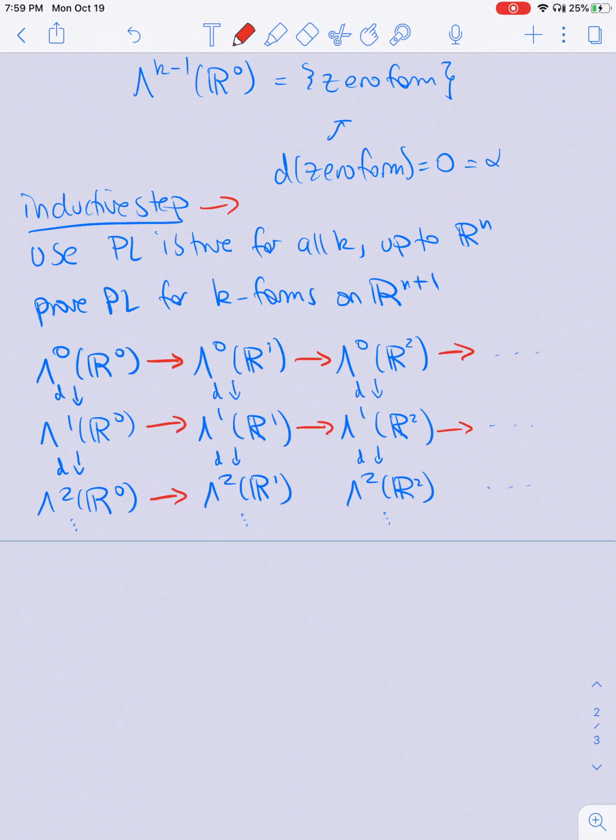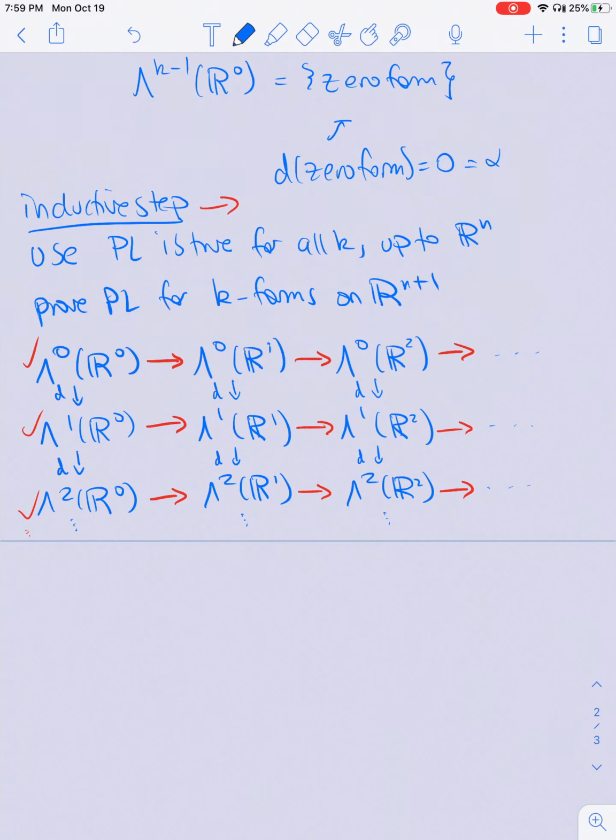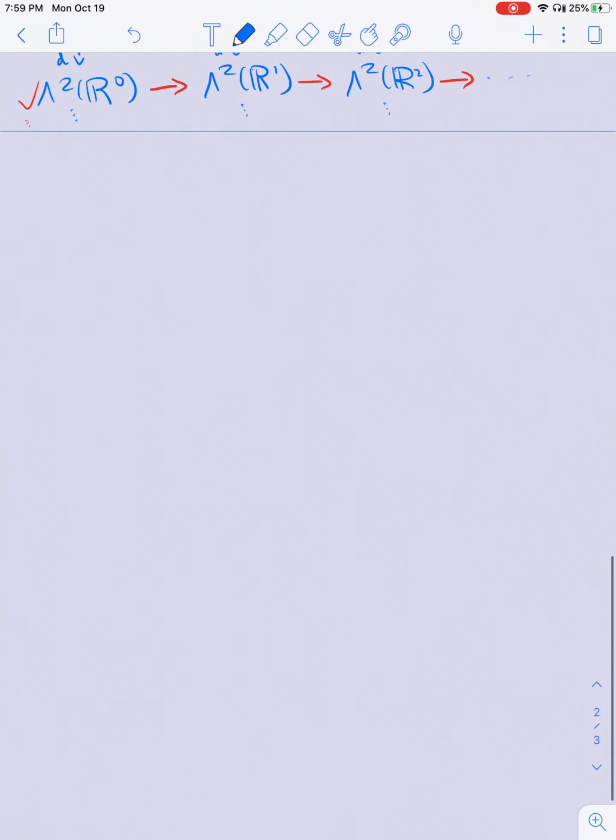And then we'll prove the Poincare lemma for all k and all n. So we already know it's true for all of these. And so we just sort of go right in the diagram. Okay, so the proof is going to use 3 maps that we'll explain in this video, and then I'll explain the proof in the next video.